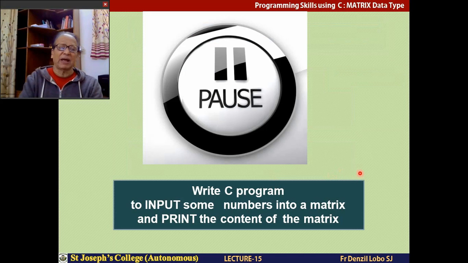Now pause for some time. You have learned how to write the flow chart. Now you write a flow chart to input some numbers into a 3 cross 4 matrix and print the content of that 3 cross 4 matrix.